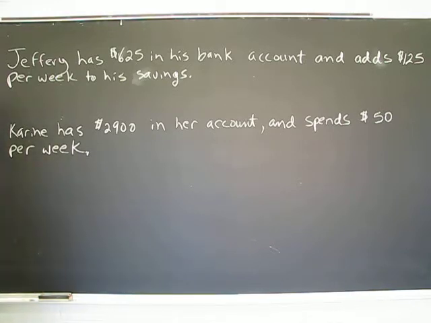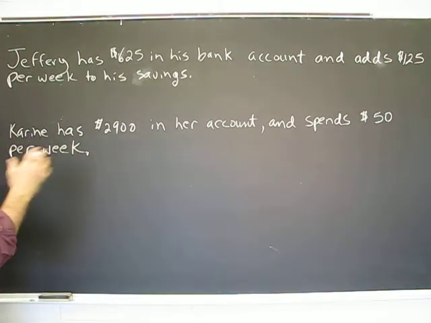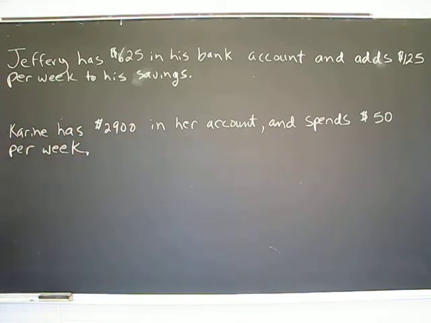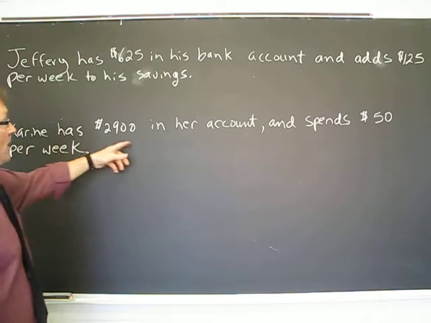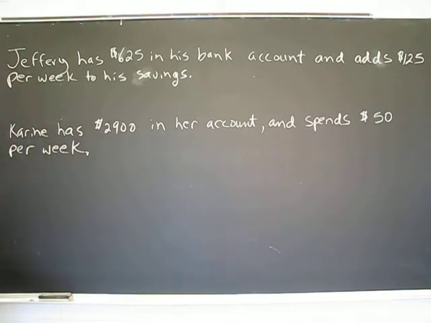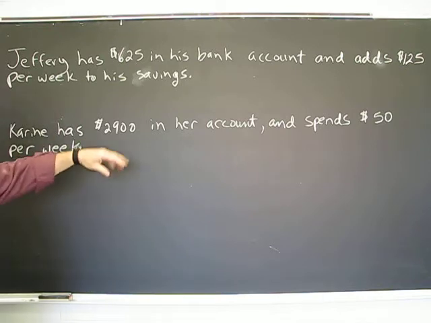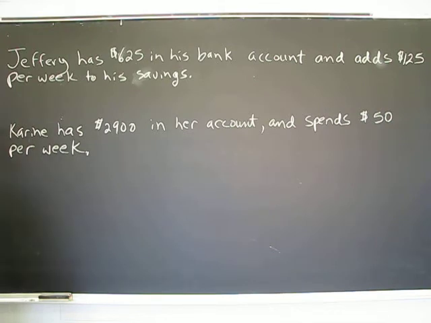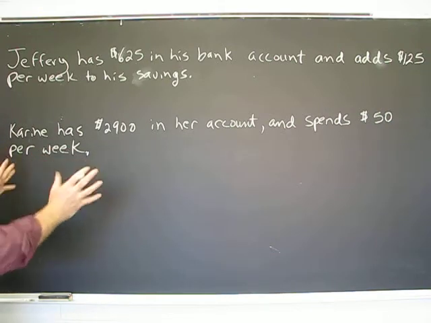So here's our example. Jeffrey has $625 in his bank account and adds $125 per week to his savings. So he's got an account, he's adding to it. Now, if you see right away $125 per week, then you realize that we have a rate. Karen has $2,900 in her account and she spends $50 per week. So, same deal here. She's got an initial value and a rate of change. But spending is going to be a negative idea. What we're going to do is build the two equations.